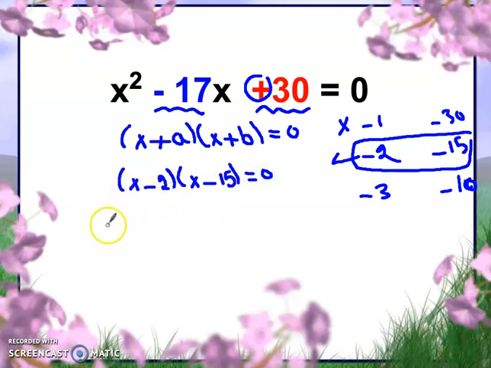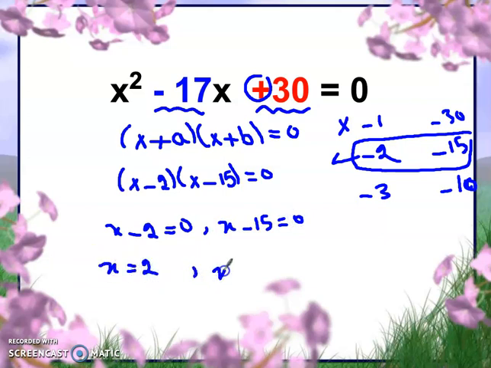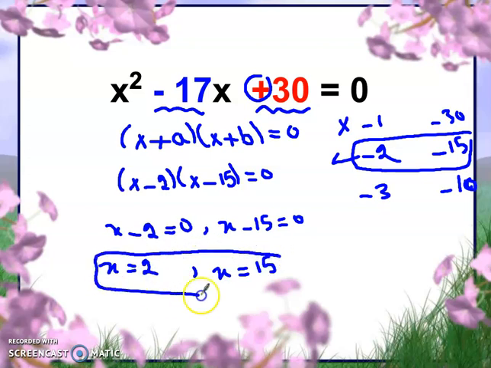Now either x minus 2 equal to 0 or x minus 15 equal to 0. So x equal to 2 or x equal to 15, and these will be our roots.